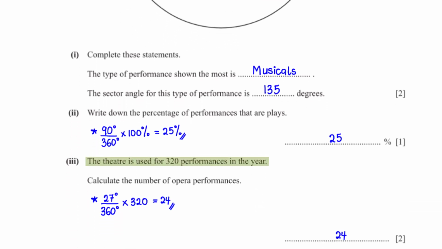The theater is used for 320 performances in the year. Calculate the number of opera performances. This would be the sector angle for operas, which is 27 degrees divided by 360 degrees times 320. This gives us 24.